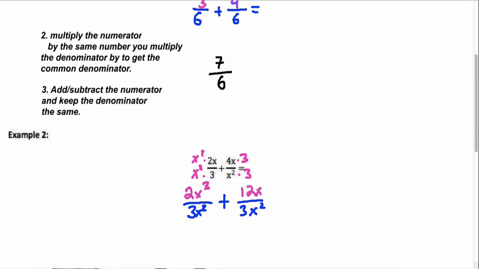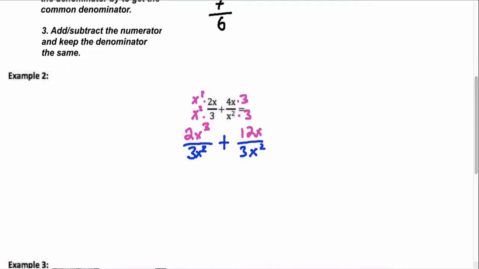Now we're going to add them up. So we're going to keep the same denominator. So we're just going to have 3x squared on the bottom. And we're going to add the numerators. So this would become 2x cubed plus 12x. Okay, there we go.